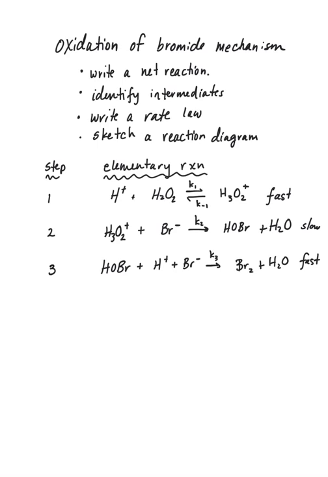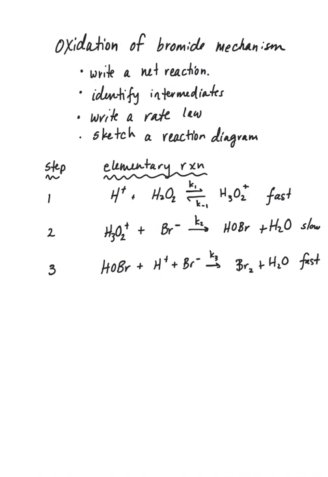In this example, we're going to write an overall reaction for the process represented in a mechanism shown here that represents the oxidation of bromide ion in an acidic solution that contains some hydrogen peroxide. We're next going to identify intermediates in this reaction, write a rate law for the reaction, and sketch a reaction diagram. To begin, we've got 3 elementary steps for this reaction.